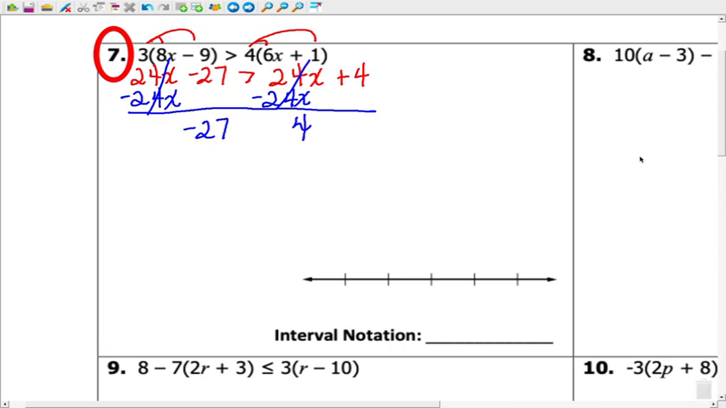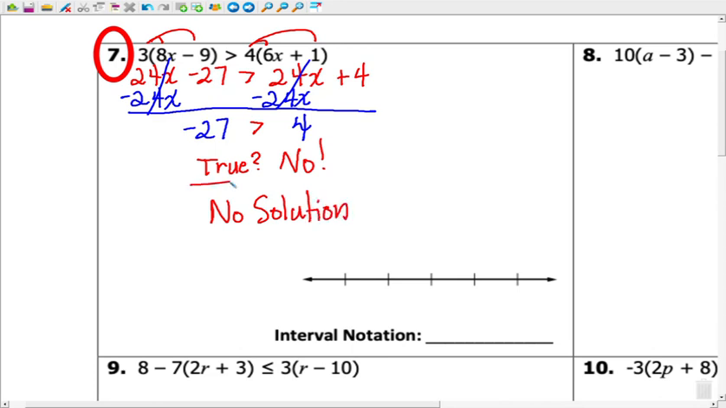Bring down the symbol for what's left over, and then ask yourself, is this a true statement? Is negative 27 greater than 4? No, it is not. For that reason, my answer is no solution. If there is no solution, there is no number line, there's no graph.